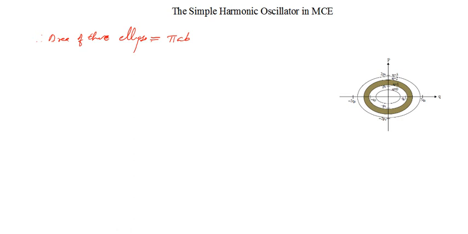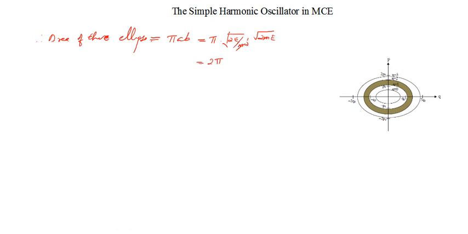So I can just substitute for A and B. Pi into A, which is root of 2E by m omega square, into B, which is root of 2mE. Now you can cancel and simplify. Root 2 and root 2 will be 2, so it will finally be 2 pi. Then there is a root m in the numerator and a root m in the denominator, so they will get cancelled. And there is an omega also, right?